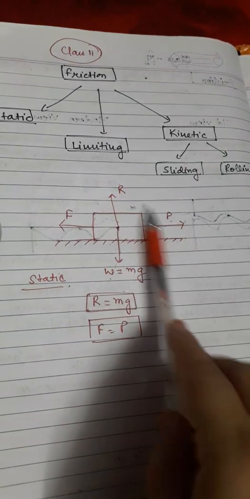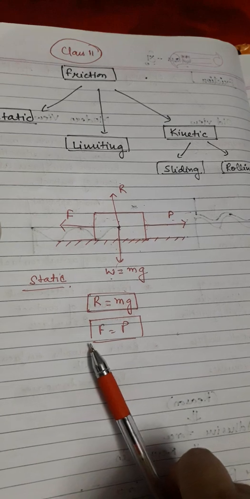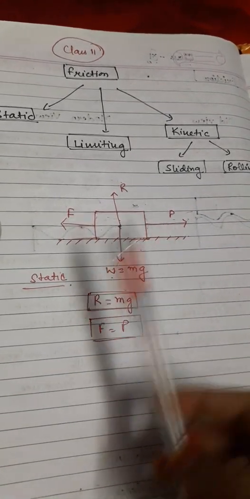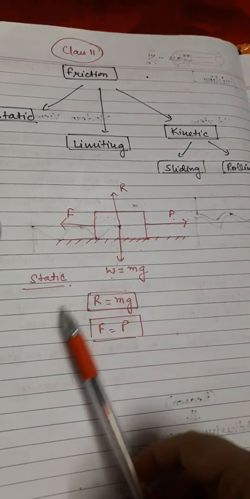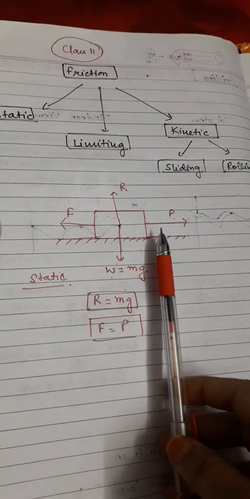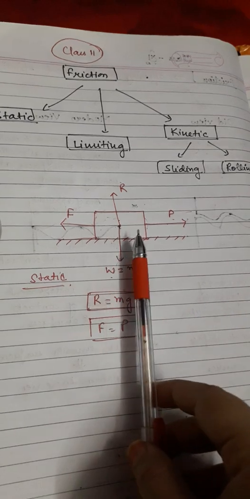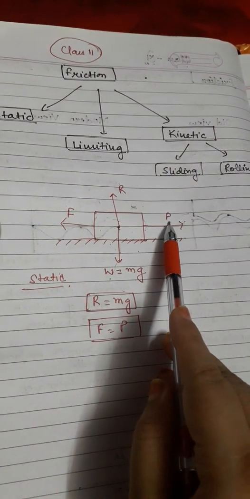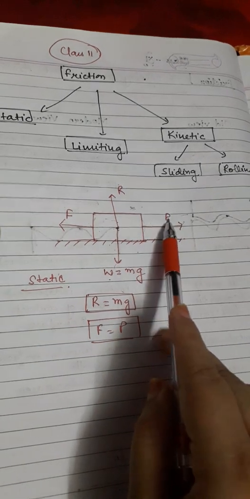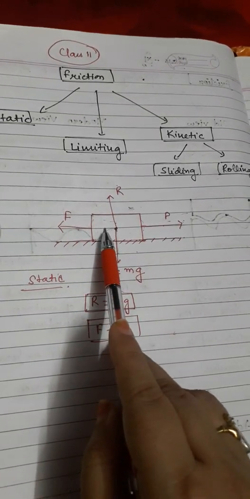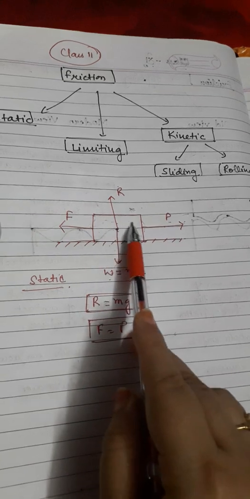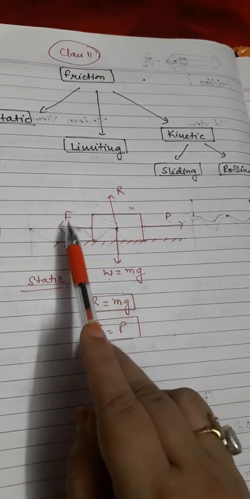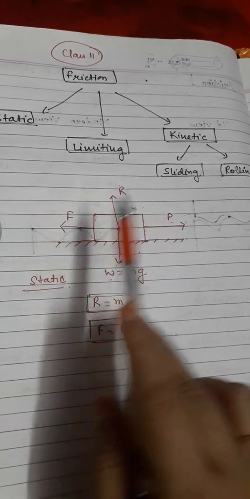Limiting friction is the maximum opposing force that comes into play when one body is just at the verge of moving over the surface of the other. Means when the body is about to move, I will increase the magnitude of the external force, and when the block is just at the edge of movement, at that time the maximum value of friction can be called the limiting friction.